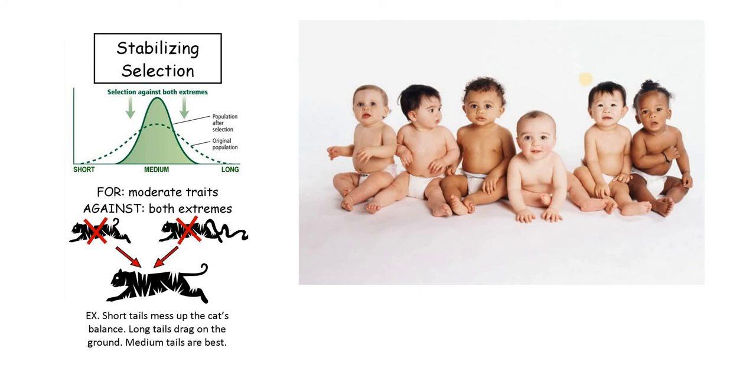And with babies, if you are a baby, the best thing to be is completely average. And if you're an average baby in terms of mass, weight, then you're more likely to survive and reproduce and pass on those alleles for being of medium weight.